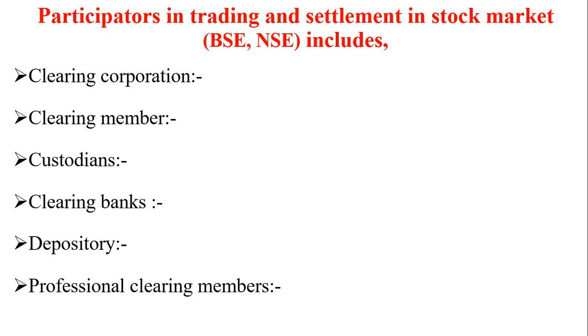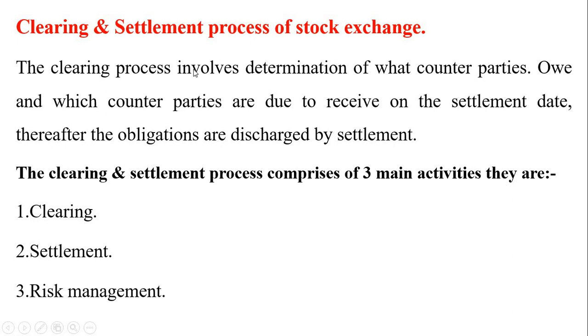Okay guys, let us go to the clearing and settlement process of a stock exchange. The process involves determination of what counterparties owe and which counterparties are due to receive on the settlement date. Thereafter, the obligations are discharged by settlement. The clearing and settlement process comprises three main activities: clearing, settlement, and risk management.